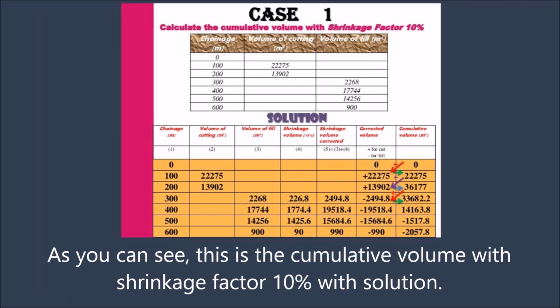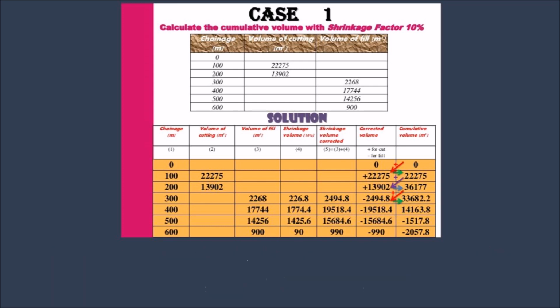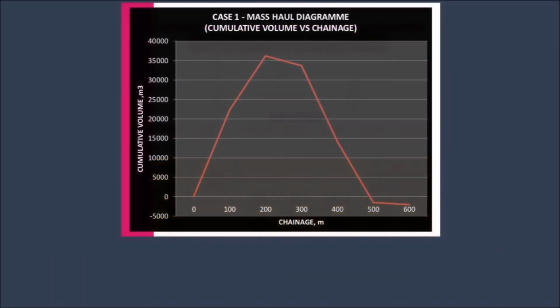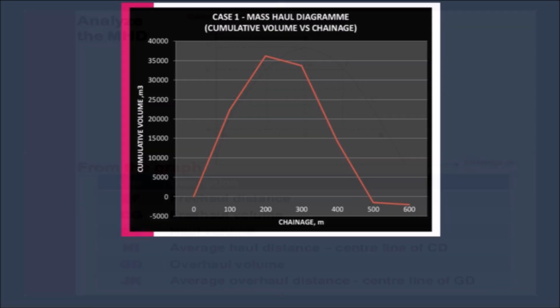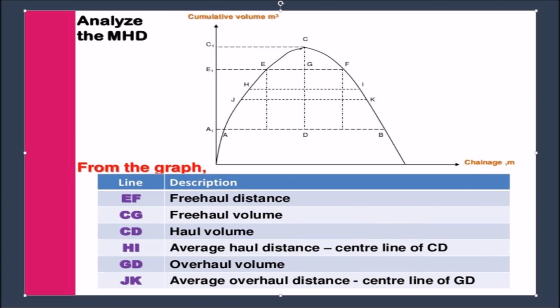As you can see, this is the cumulative volume with shrinkage factor 10% with solution. This is the cumulative volume versus station. This is how you analyze the MHD. Line EF is free haul distance, CG free haul volume, CD haul volume, HI average haul distance to center line of CD, GD overhaul volume, and JK average overhaul distance to center line of GD.